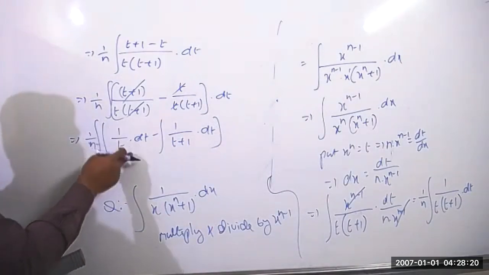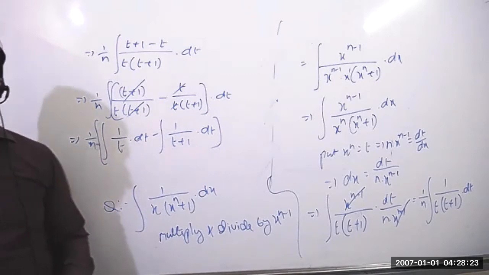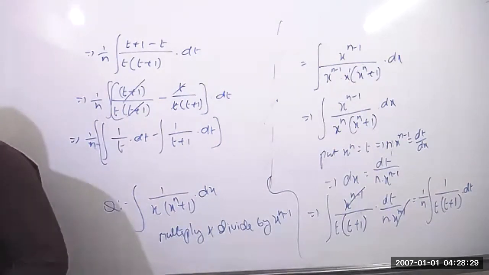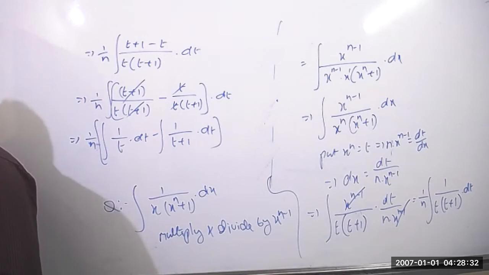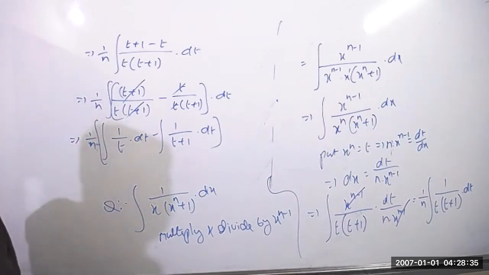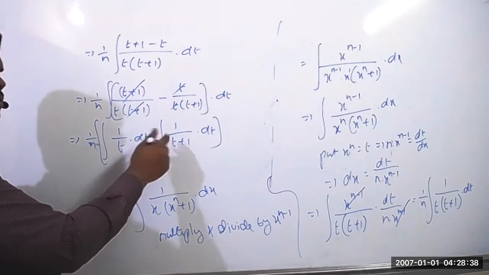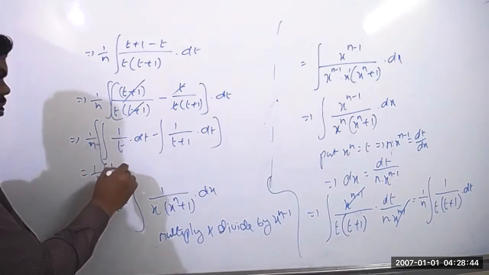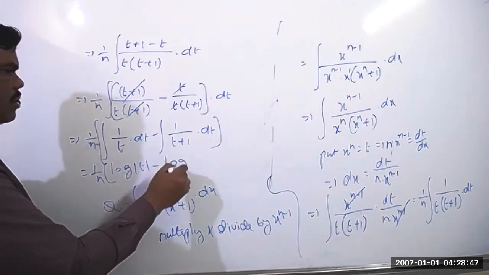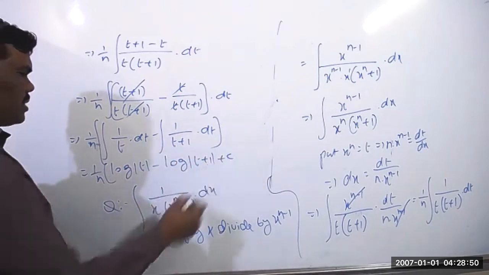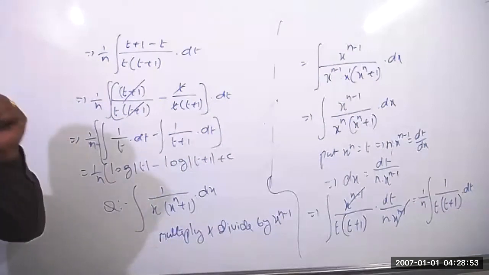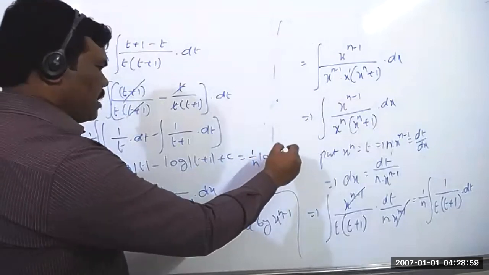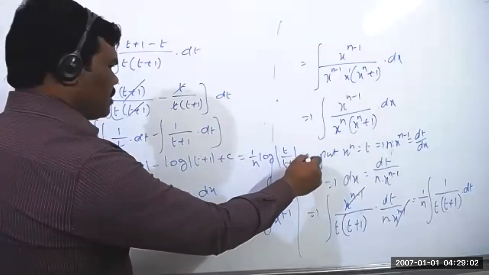Okay. So integration of 1 by t equals log modulus of t. That is one value we get. And the integration of the second one, 1 by t plus 1, equals log modulus of the same thing, and the coefficient of t equal to 1, we get as it is. So 1 by n into log modulus of t minus log modulus of t plus 1 plus c. And log a minus log b equals log of a by b. So you can write 1 by n into log modulus of t by t plus 1 plus c. That is the answer.